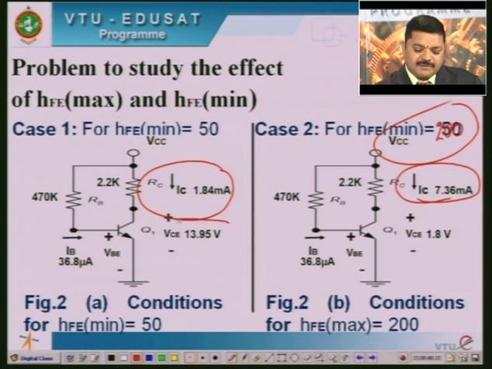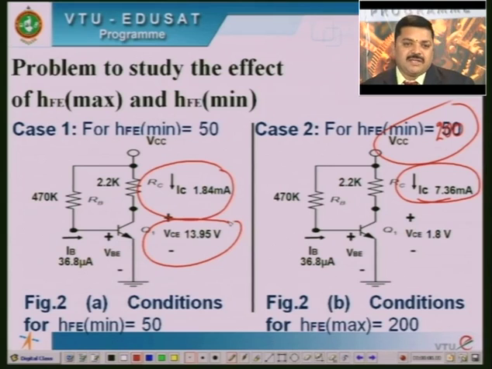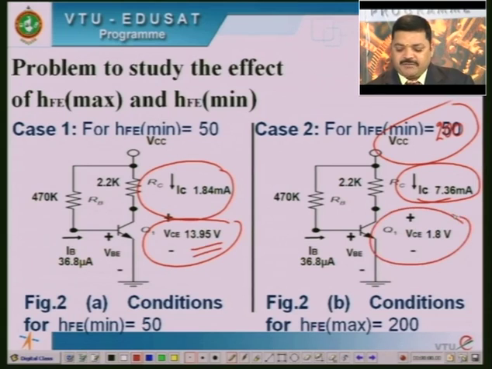What happens in the case of VCE? When beta was minimum, VCE was found to be 13.95 volts, and when beta was maximum, VCE was reduced to 1.8 volts. If we observe this change, a large change is there in IC and VCE values. Therefore, if we change the beta value in the case of fixed bias or base bias, the operating point shifts uncertainly. That is the conclusion out of this.